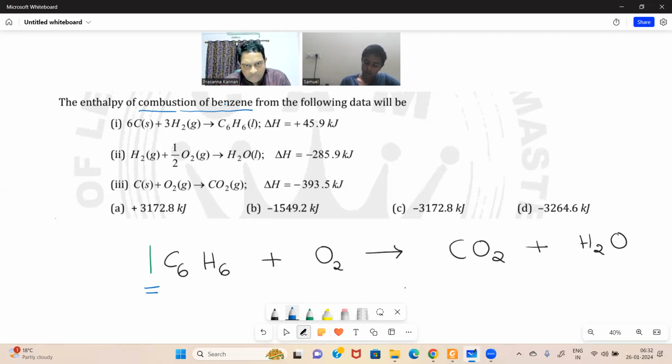And tell me the balanced equation. Yes, C6H6, that remains 1. I need to balance hydrogen. 3H2 means 6 hydrogen, 3 O is 3 oxygen, 5. So can we put 2.5 for oxygen on the LHS? You tell me, can we or can we not? I'm saying for oxygen. Can you make it a fraction? 5 by 2.